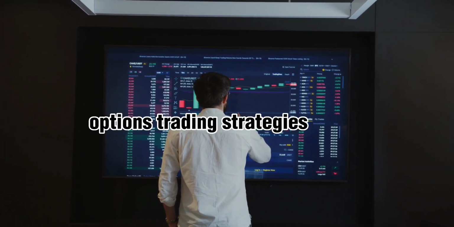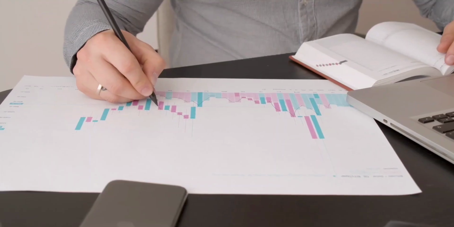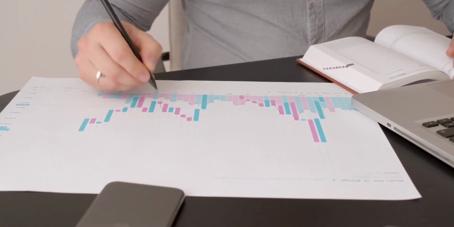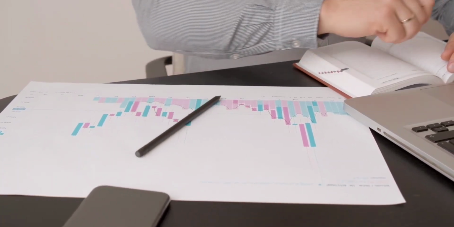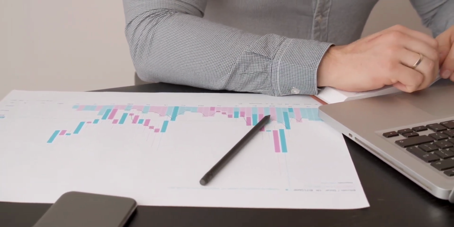Options trading strategies to know. Once you've mastered options trading basic concepts, you may be interested in more advanced options trading strategies. As you become more comfortable with options trading, your investing efforts may include some of these commonly used techniques.